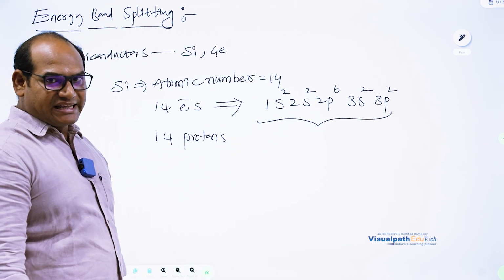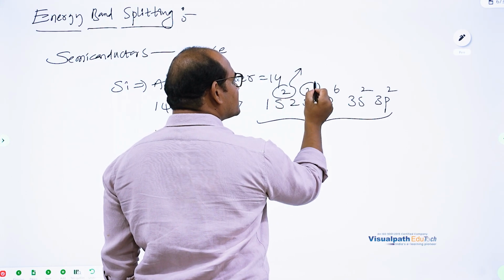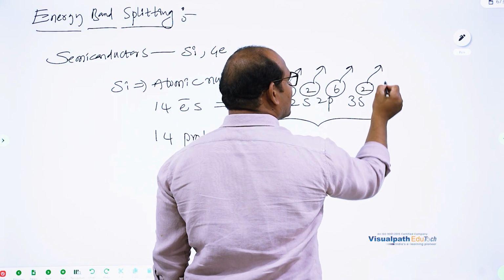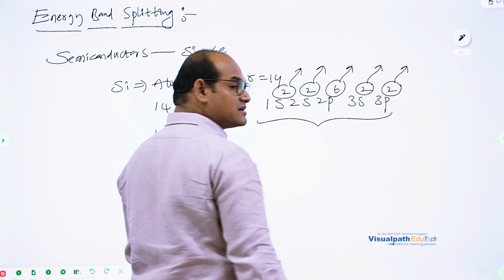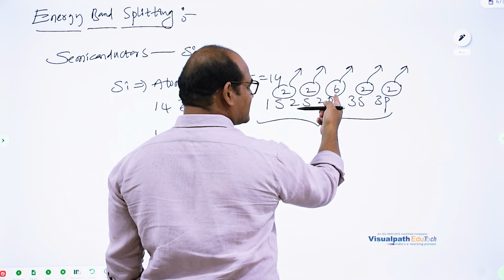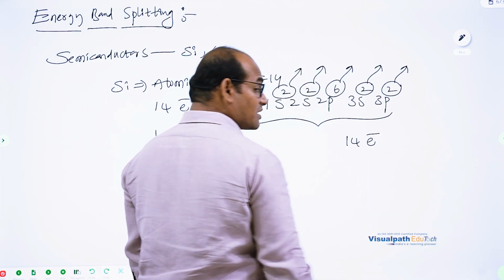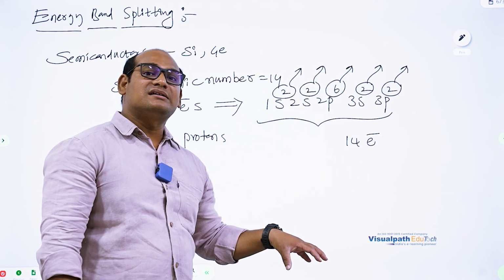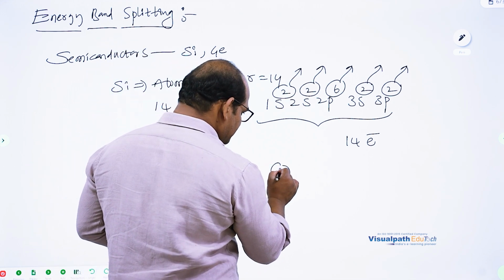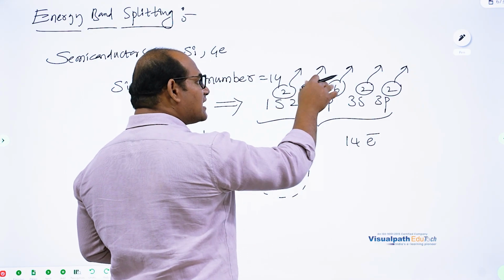What is the information we are getting here? This 2 is representing 2 electrons, this 2 is representing 2 electrons, this 6 is representing 6 electrons, this 2 is representing 2 electrons, this 2 is representing 2 electrons. Totally how many electrons are there? 2 plus 2 is 4, 4 plus 6 is 10, 10 plus 2 is 12, 12 plus 2 is 14 electrons are completed. But all these 14 electrons are not available in the single orbit. That means in a silicon nucleus, all these 14 electrons are not available in only one orbit.